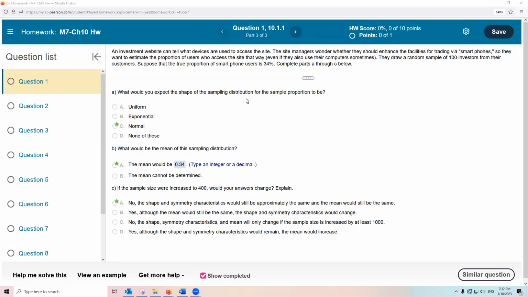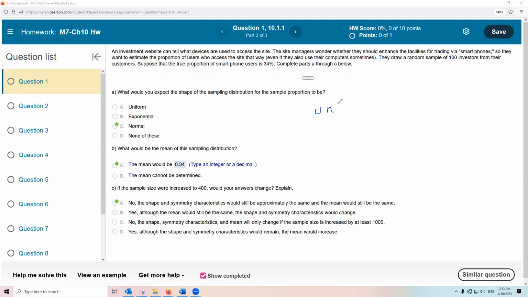I'm recording a video to help you get started on the Module 7, Chapter 10 homework here in my lab. And Chapter 10 and Chapter 11 really are dealing with what are called confidence intervals. And quick background, a confidence interval is a way to estimate a population measurement, a population parameter.